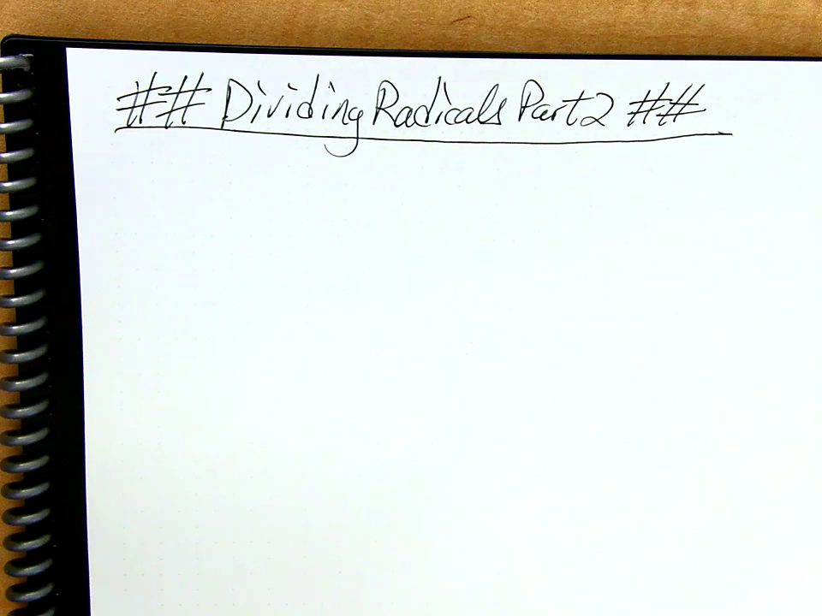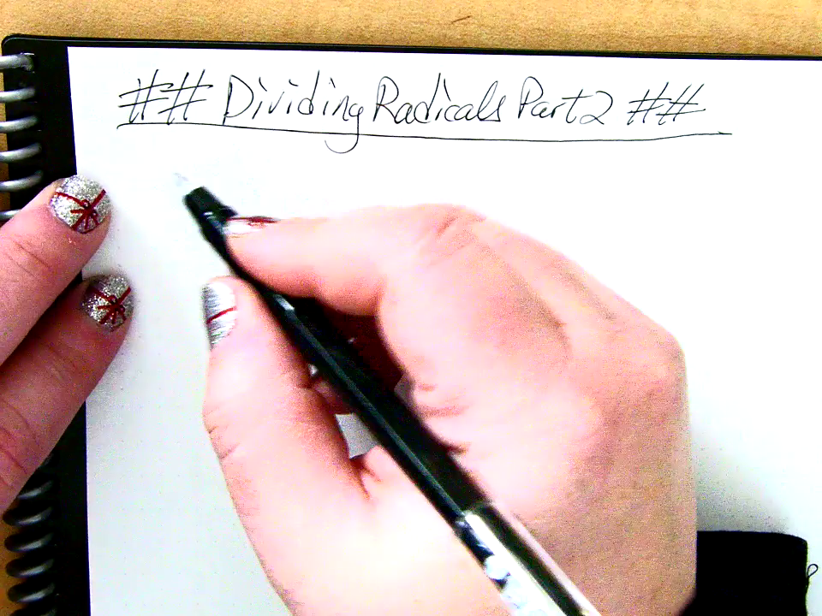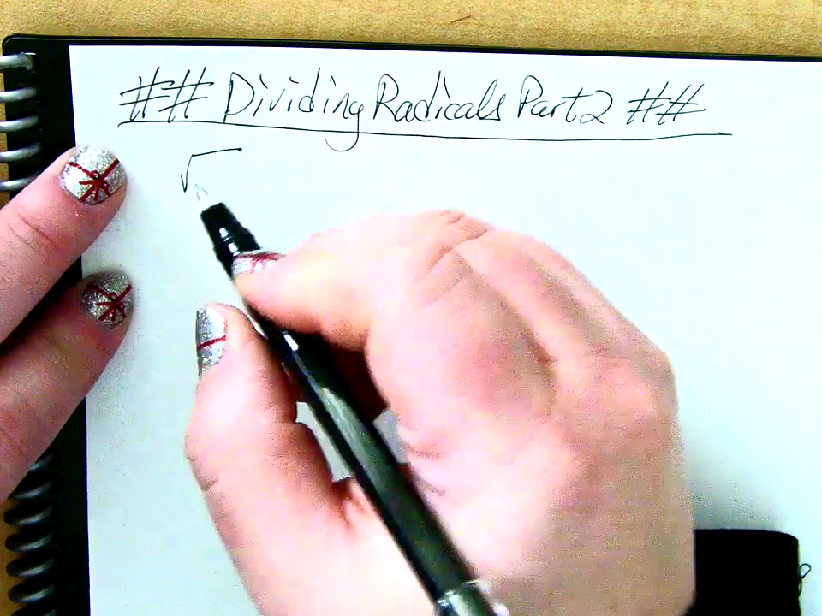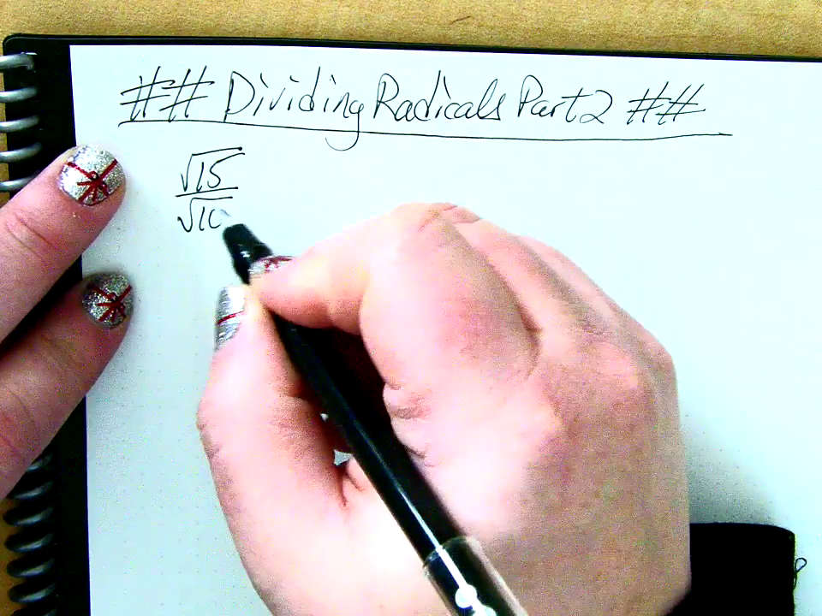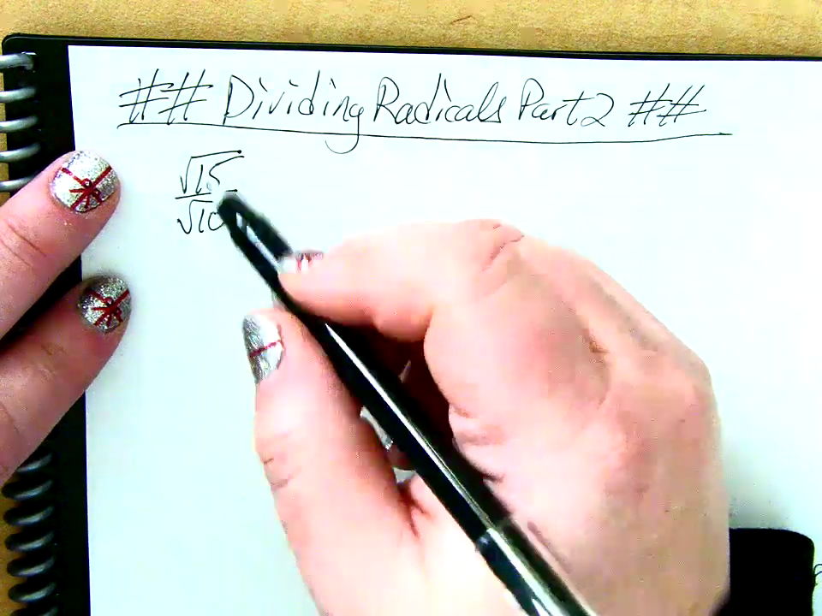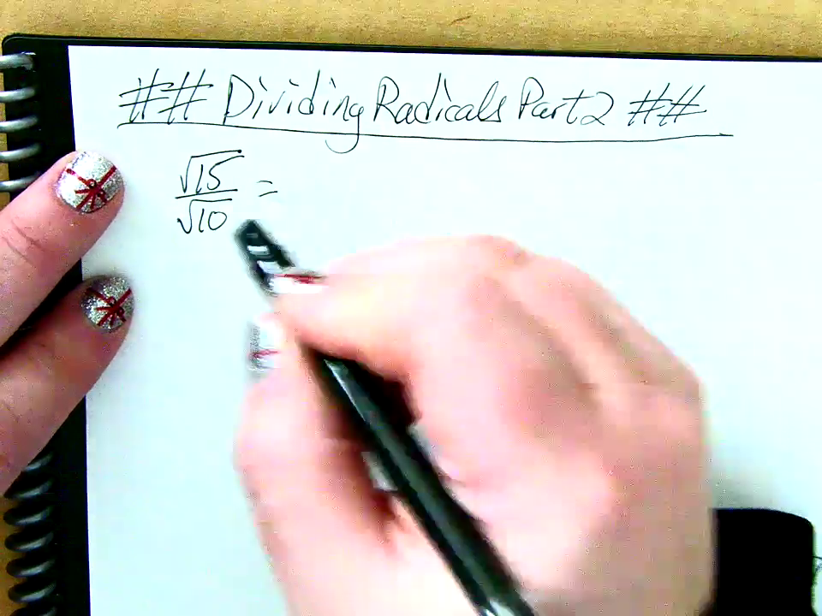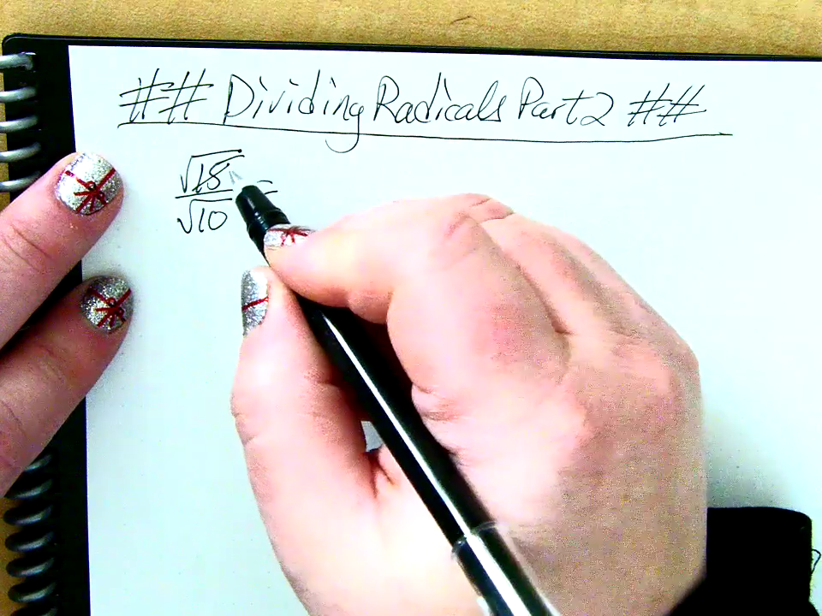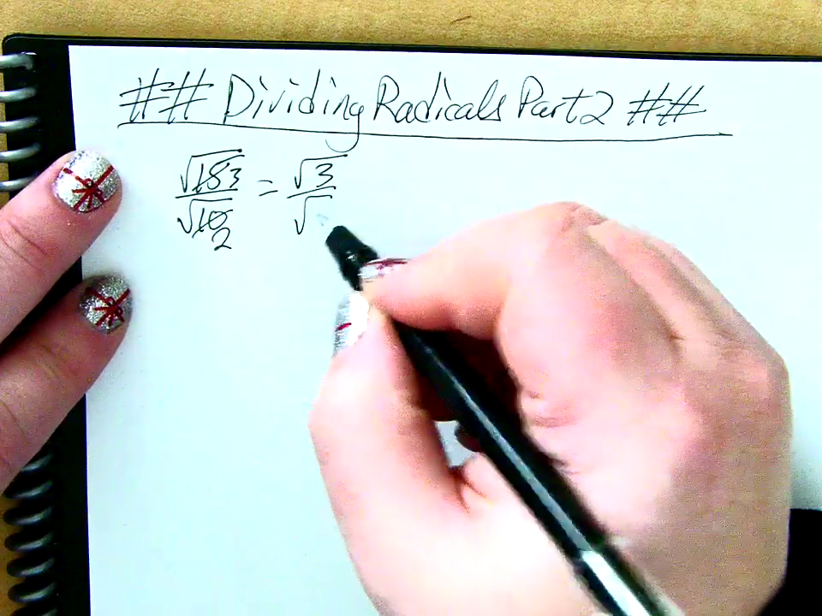So far with dividing radicals, we've handled basically one term being divided by a second term. So just to recap real quick, if I had something like the square root of 15 over the square root of 10, first of all, because those have a common factor and they're both under the root, I can reduce them with each other. So if I reduce 15 and 10, that gives me 3 over 2. So I have the square root of 3 over the square root of 2.